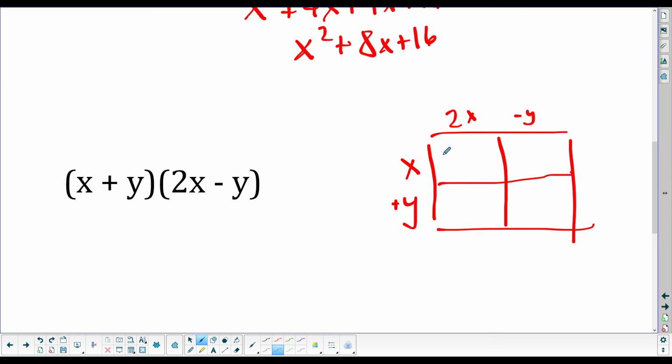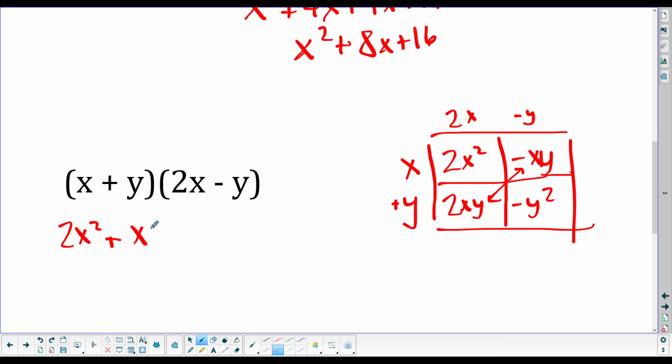Multiplying these together, I get 2x squared. I multiply x times negative y, I get negative xy. 2x times positive y gives me positive 2xy, and y times negative y gives me negative y squared. So again, I'll look to combine my like terms. I have like terms here and here on the diagonals, and so I get 2x squared, 2xy minus xy gives me just 1xy, positive 1xy, and then minus y squared.